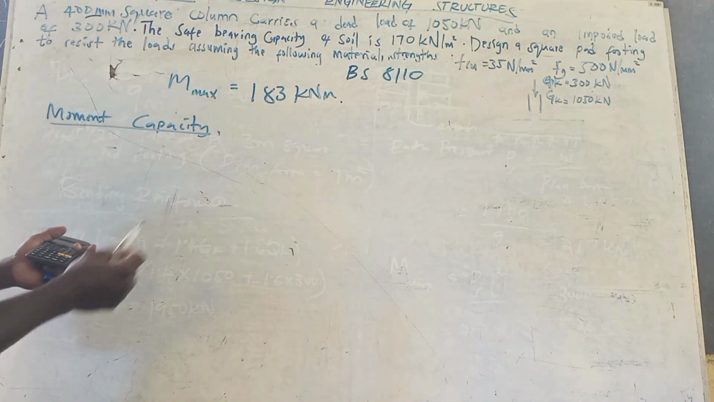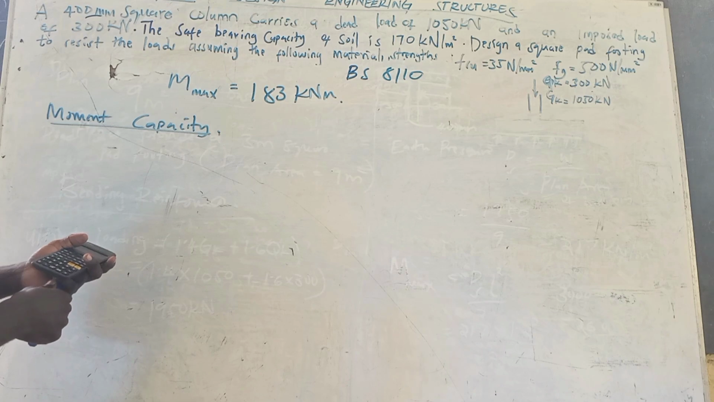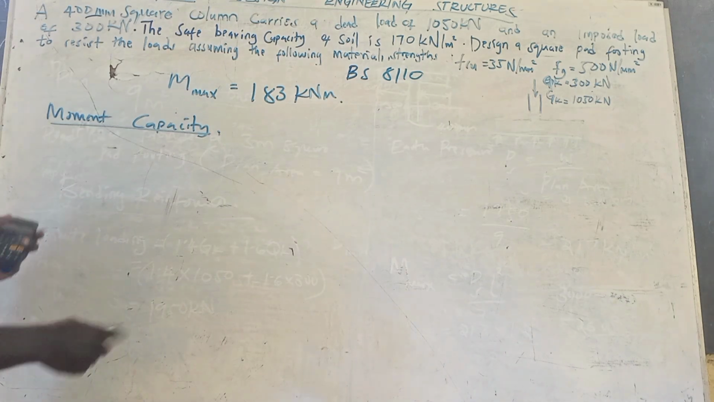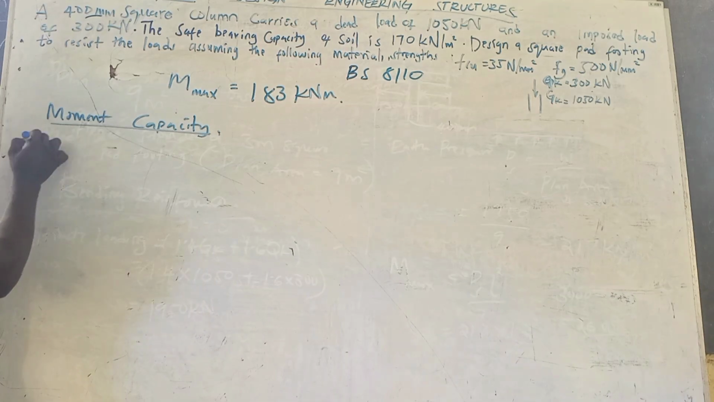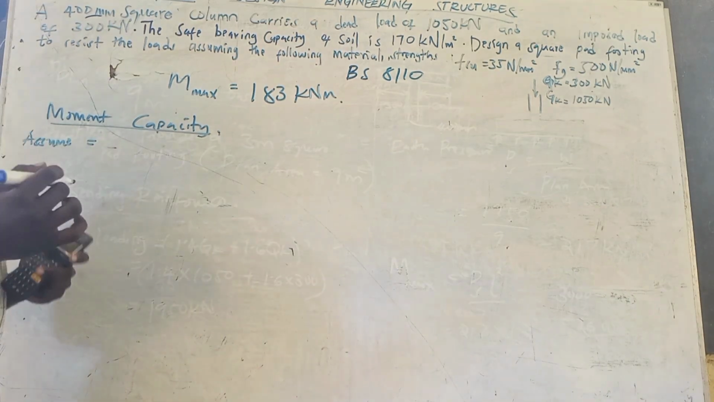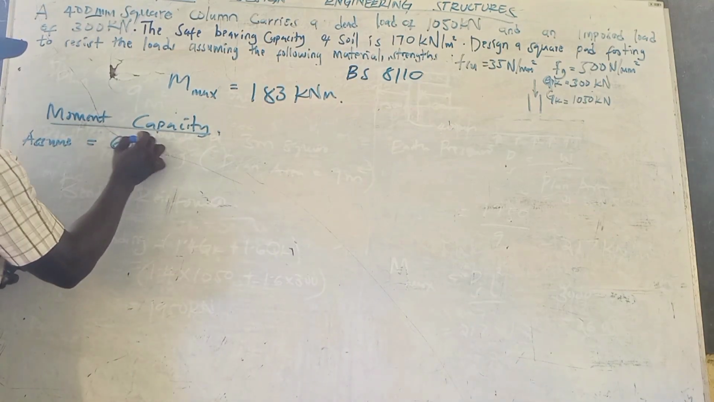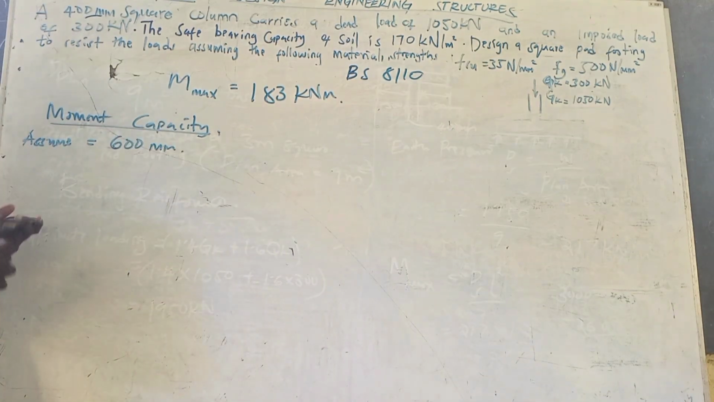So before we proceed, we have to make some assumptions. We have to make an assumption here. So we're going to assume that the depth of our footing is 600 millimeters.